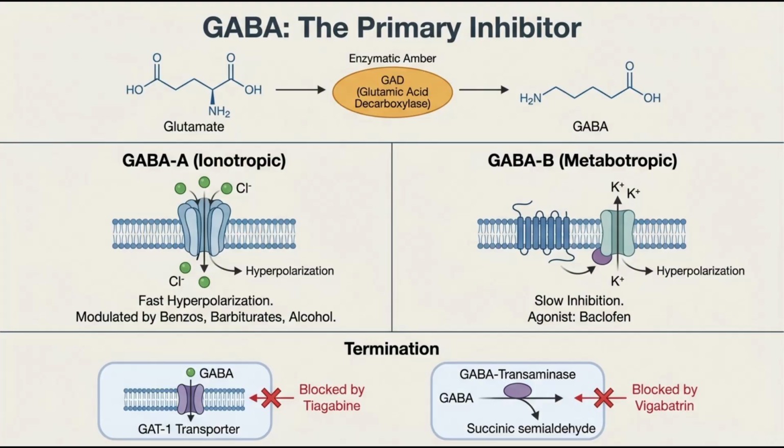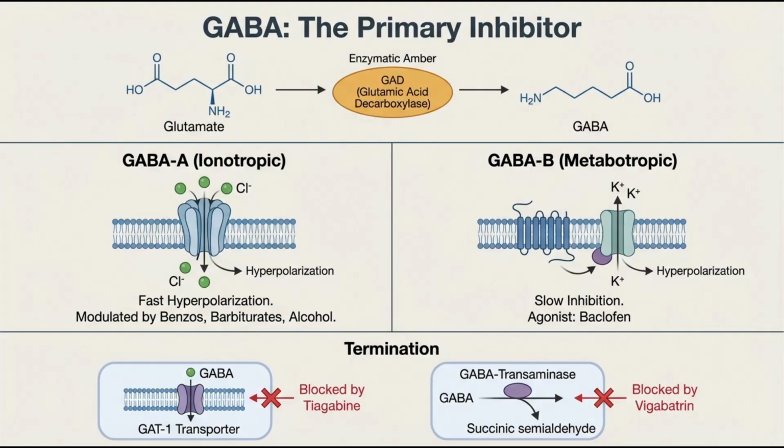Okay, so that's GABA-A. What about GABA-B? GABA-B is the slower metabotropic version. It's G-protein coupled. Instead of being a channel itself, it acts via a G-protein to, among other things, open potassium channels. And potassium is positive, so it flows out. Positive charge flows out of the cell. The end result is the same, hyperpolarization, inhibition, but it's a slower, more prolonged effect.